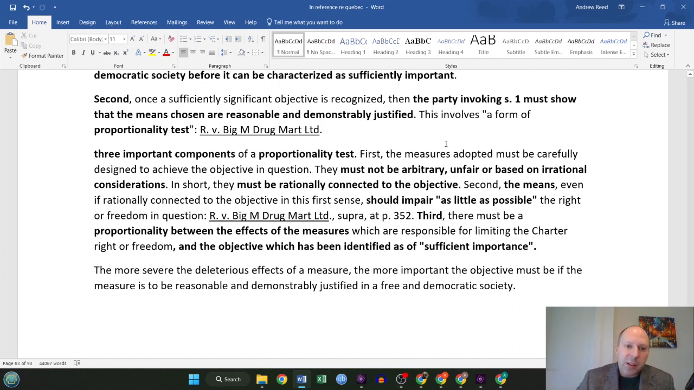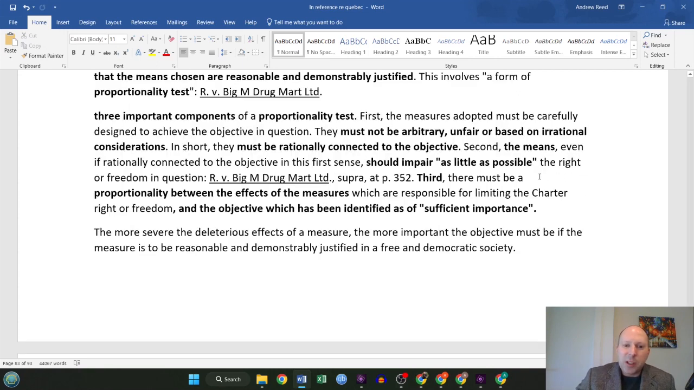Second, the means, even if rationally connected to the objective, should impair as little as possible the right or freedom in question. Third, there must be a proportionality between the effects of the measures and the objective which has been identified as being of sufficient importance. So the more severe the deleterious effects of a measure, the more important the objective must be if the measure is to be reasonably and demonstrably justified in a free and democratic society.